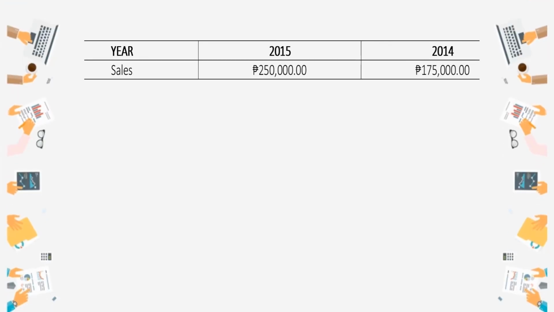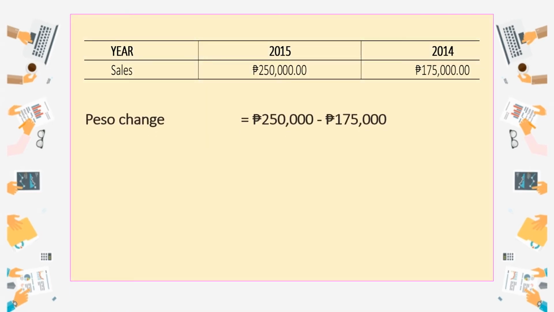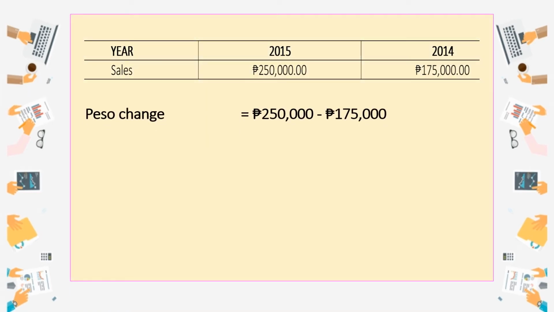Let us have this example. So, let us have the sales. The sales for the years 2015 and 2014. So, our current year is 2015 and then the previous year is 2014. So, we will determine the change from 2014 to 2015. For our formula, we have peso change equals the value from 2015, the current year, minus the previous year, which is 175,000 pesos. So, the peso change is 75,000 pesos.